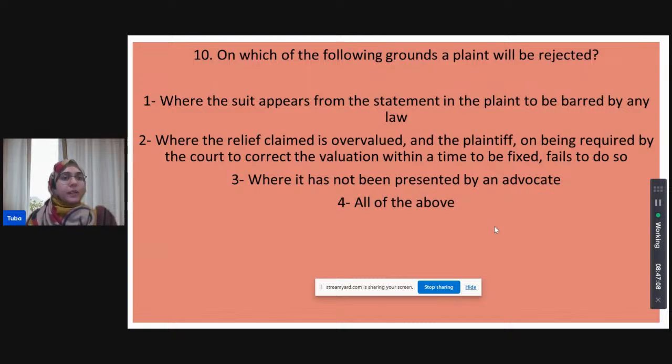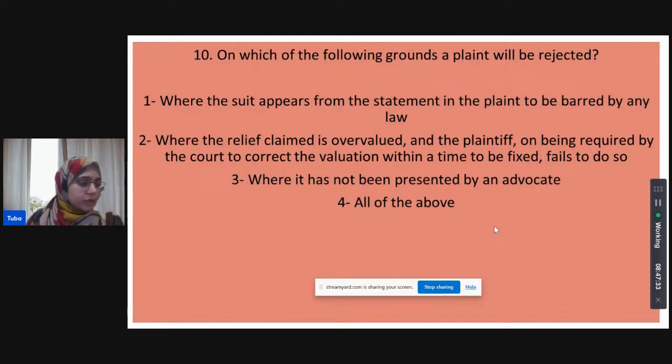Will you reject a plaint where the suit appears from the statement in the plaint to be barred by any law? Will you reject a plaint where the relief claimed is overvalued and the plaintiff, on being required by the court to correct the valuation within a time to be fixed, fails to do so? Will you reject a plaint where it has not been presented by an advocate? Or will you reject a plaint in all of the above situations?